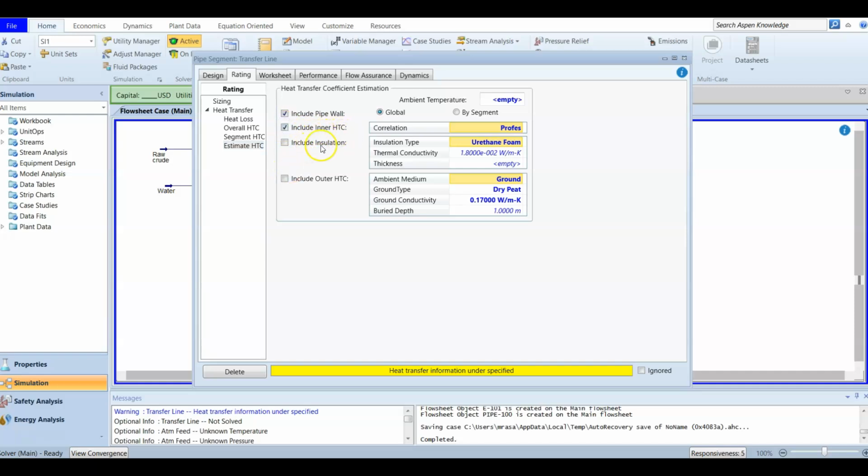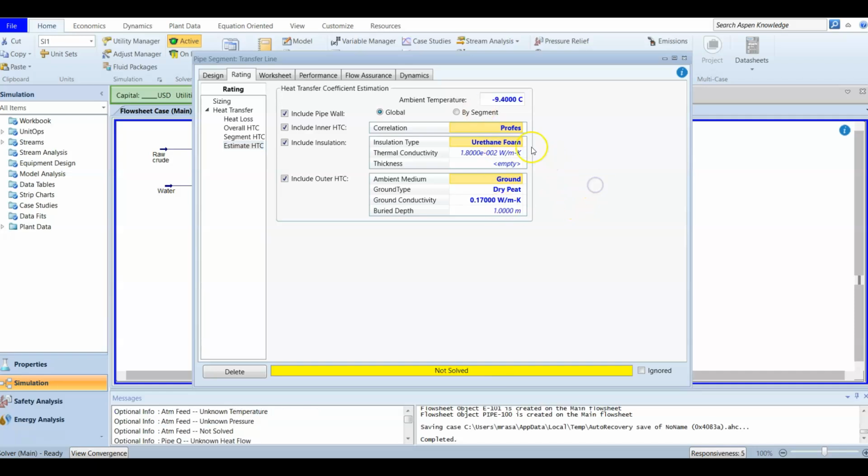We are going also to include insulation for this pipeline. Most of the time for the gas gathering, we didn't add any insulation. And also we are going to include outer HTC. You are going to select all of them. For the temperature, we are given it to be negative 9.4 degrees Celsius.